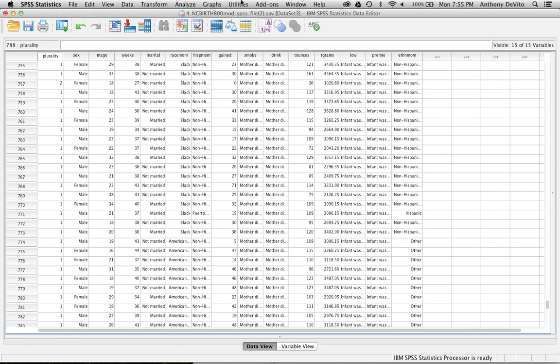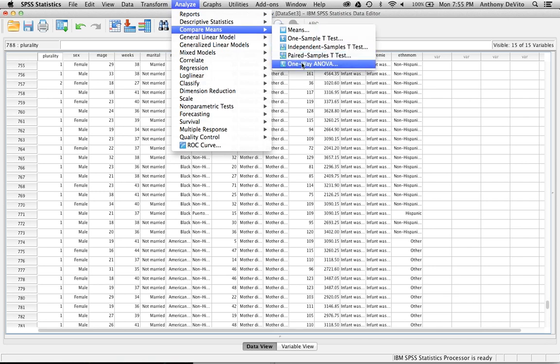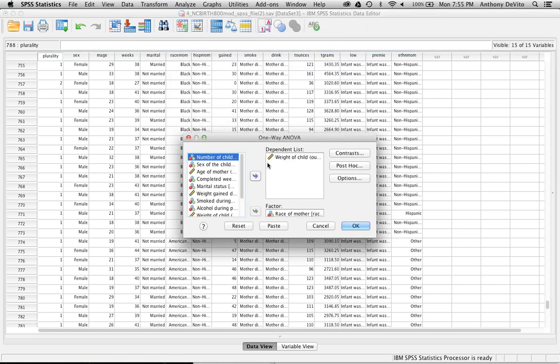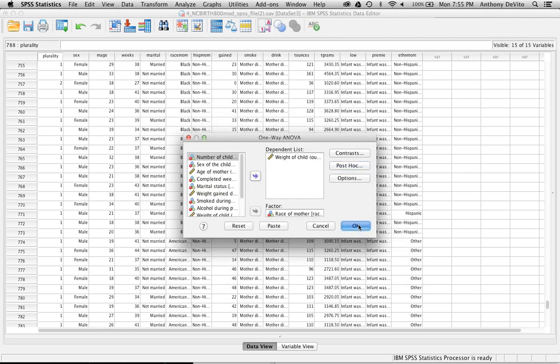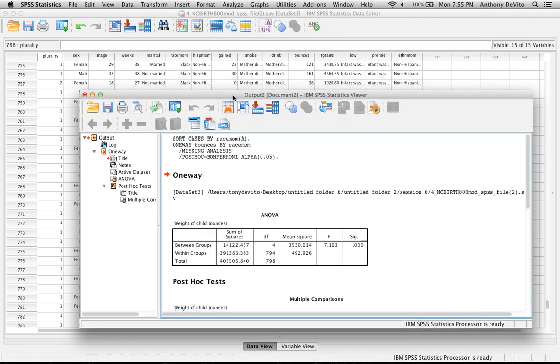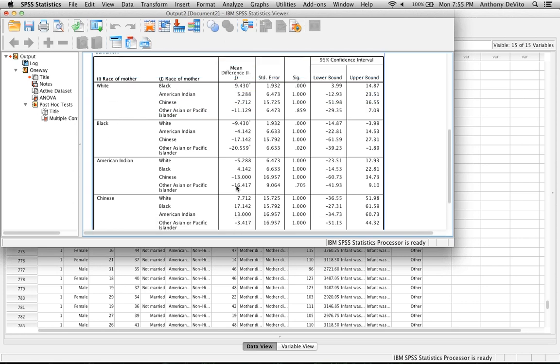Okay, I'm going to repeat the analysis. Analyze, Compare Means, One-Way Analysis of Variance. Everything's all set up here, even the post hoc test. I'm going to click OK. This time, hopefully it'll work. And indeed it worked this time. It gave us a table.